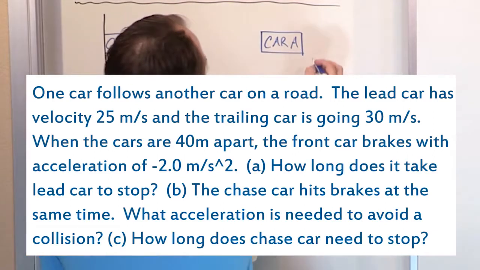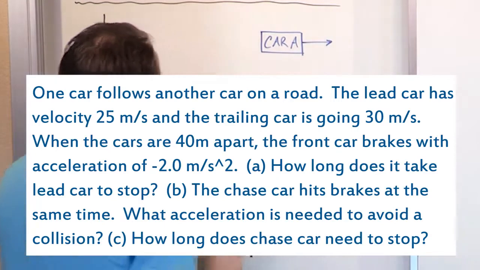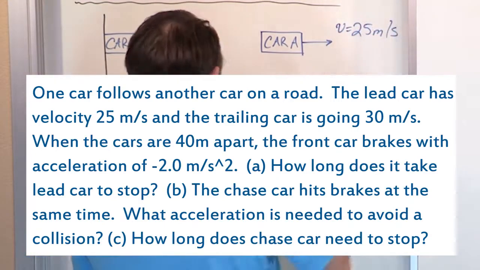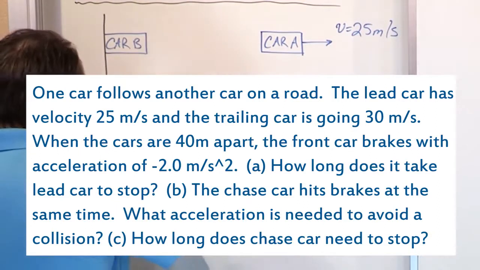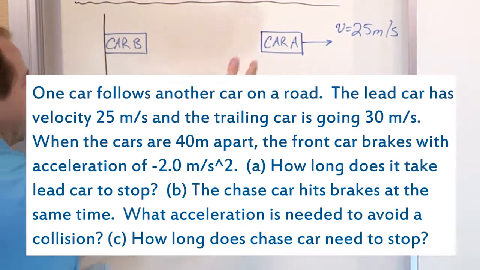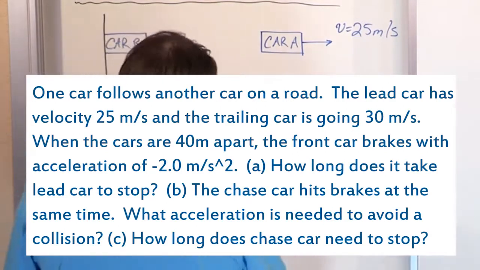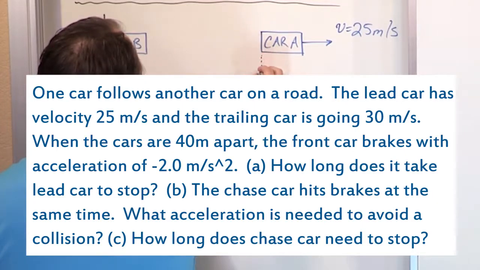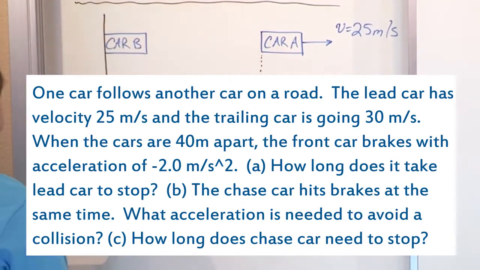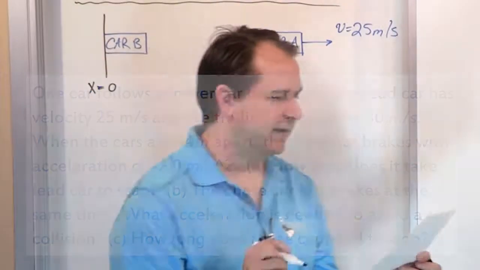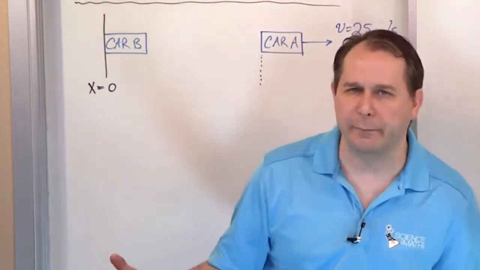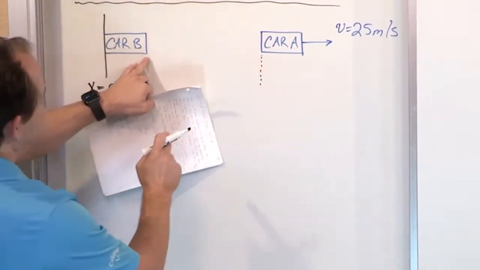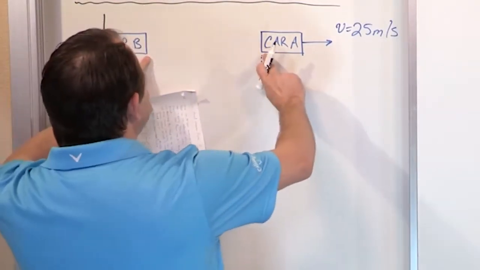Right? Now, what is car A's velocity? Car A's velocity from the problem is 25 meters per second. And what is the distance between the cars when the front car hits the brakes? It tells us that. It's 40 meters. Now there's always a little issue in physics, because it says right here, when the cars are 40 meters apart. That really means that it's front bumper of this car to back bumper of this one, 40 meters.